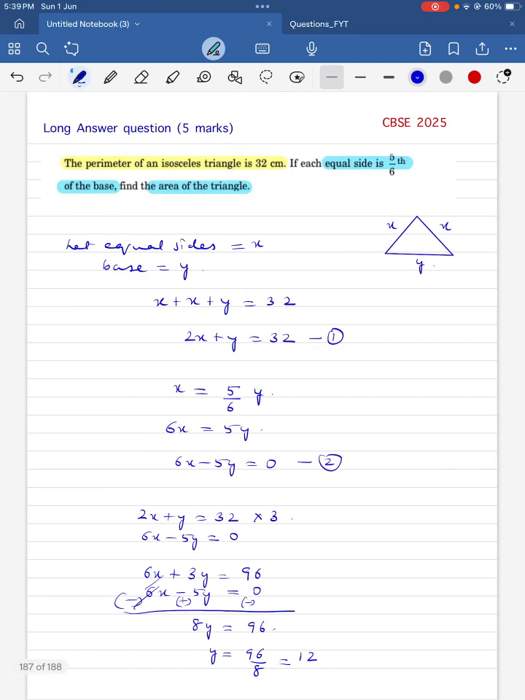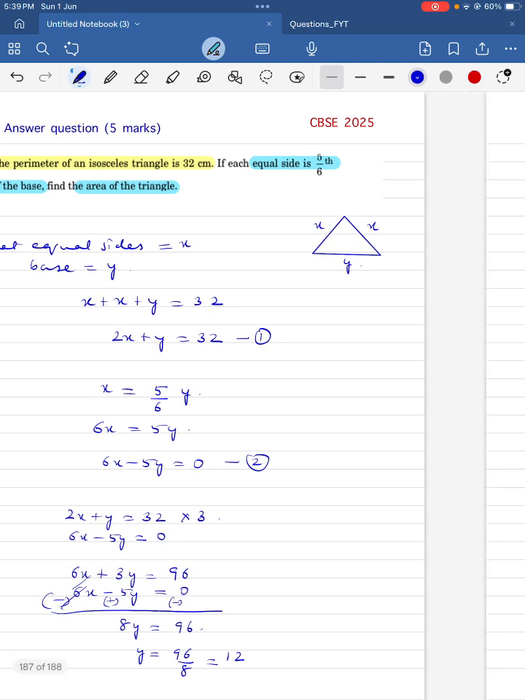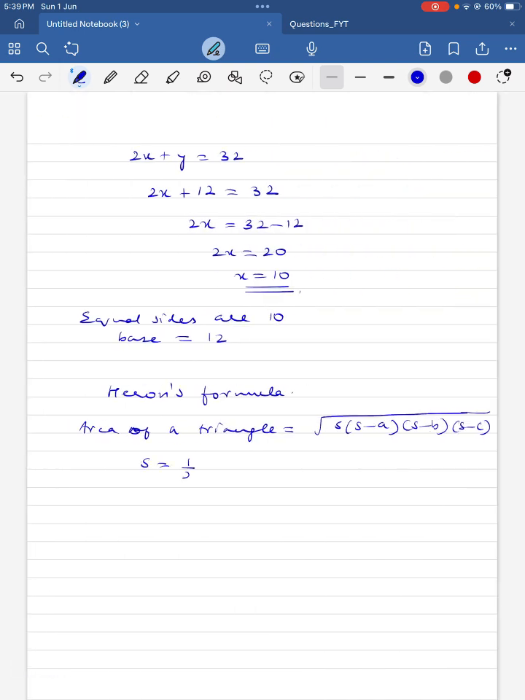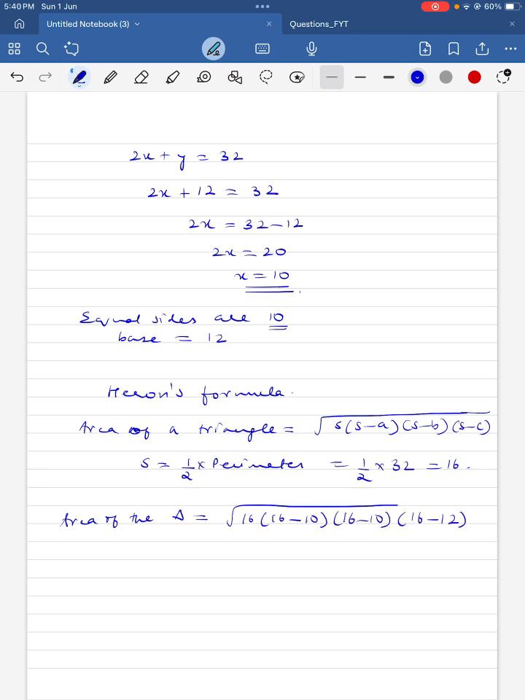And in the question they've given you the perimeter of the triangle as 32. So what will be the value of s? It is half of the perimeter, which will be half times 32, which is 16. Now using this I can find the area of the triangle. Area of the triangle is root of 16 times 16 minus the first side, which is 10. The second side is also 10 and the third side, which is the base, is the value of c. So that is 12. This is equal to root of 16 times 6 times 6 times 4.